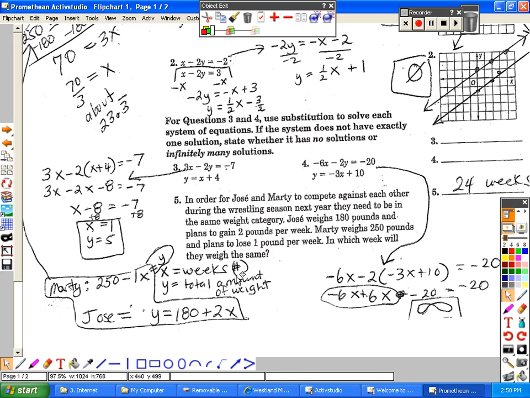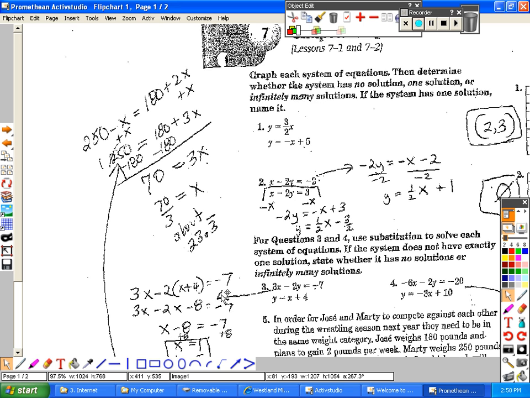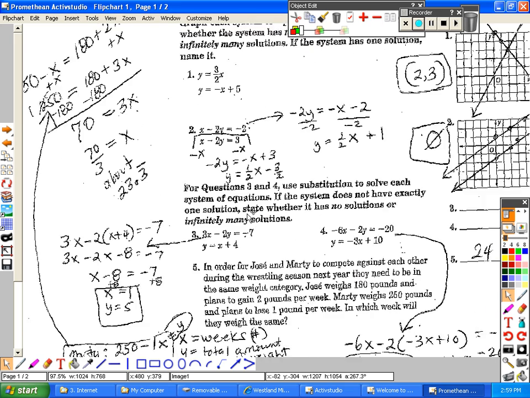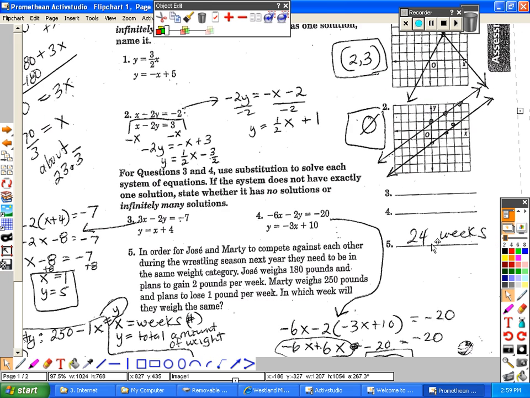When you use substitution, you get this equation right here, because you're plugging 250 minus x in for y in the other equation, and solving. You get 70 equals 3x, so x is 70 over 3, which is about 23.3, or exactly 23 1/3. So after the 23rd week, that's when they're going to be equal, so you'd have to say about 24 weeks. You could probably say between the 23rd and 24th week.